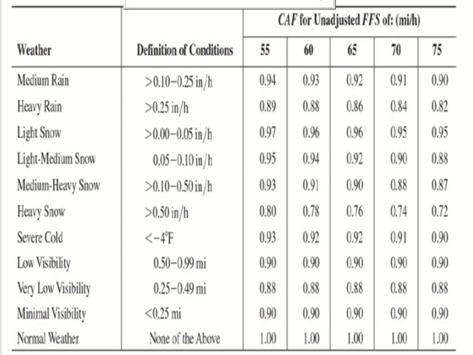This table gives you the capacity adjustment factor according to weather conditions. The weather conditions are given and the free flow speed, the normal free flow speed, is given. You should know the free flow speed and the weather condition. What do we mean by the weather condition? And the value is given as well.